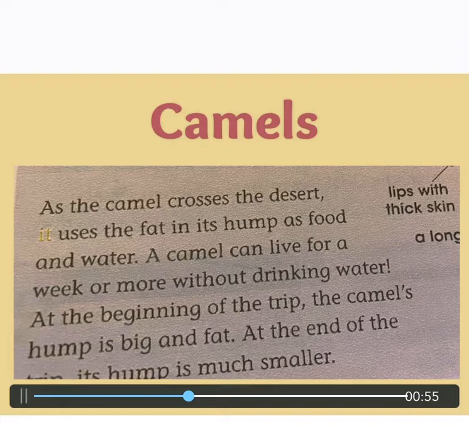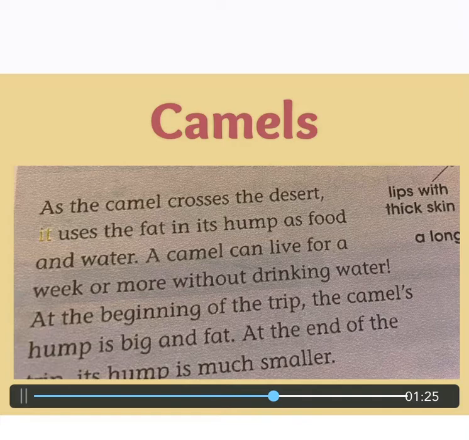As the camel crosses the desert, it uses the fat in its hump as food and water. A camel can live for a week or more without drinking water. At the beginning of the trip, the camel's hump is big and fat. At the end of the trip, its hump is much smaller.